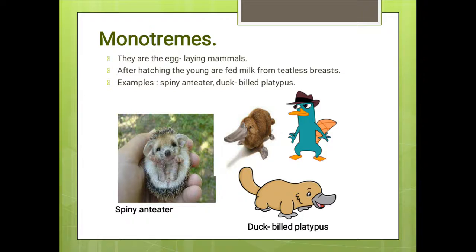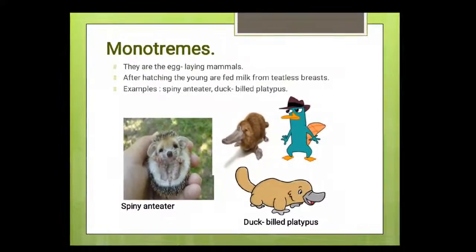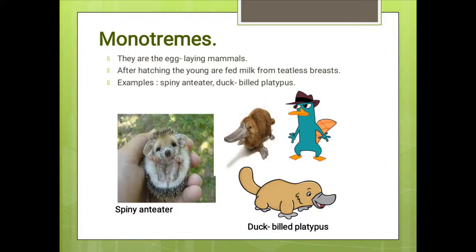Okay, this is how the spiny anteaters look like. See? And this is how the duck-billed platypus looks like. And guys, do you remember Perry from Phineas and Ferb? So he is also an example of a platypus.